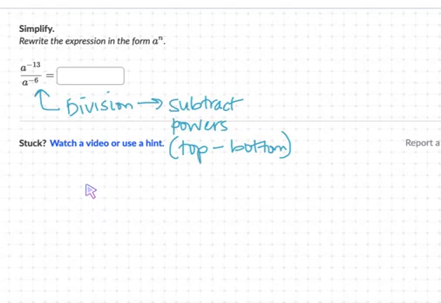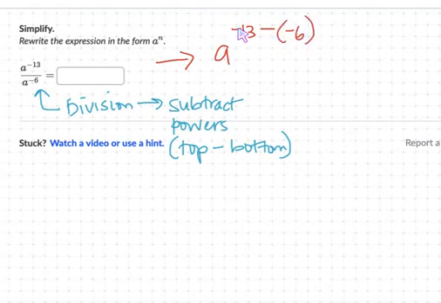Okay? So let's do that. This right here would be the same as, let me use a different color so it pops. This would be the same as a to the negative 13, the top number, minus the bottom number, which is negative 6. Okay, that's why there's so many of those minus signs there.